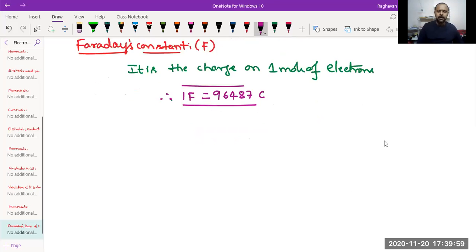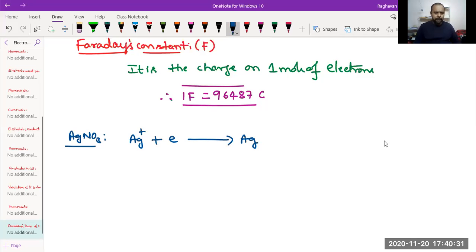Now, let's say I have a silver nitrate solution through which I'm going to pass electric current. My intention is to deposit silver from the silver nitrate solution. In the electrolysis of silver nitrate, I want to deposit Ag ions. So if I want to deposit Ag plus into Ag, I need to give electron. I need to reduce. So tell me, if I have to deposit 1 mole of silver, how many moles of electrons must be added? 1 mole.